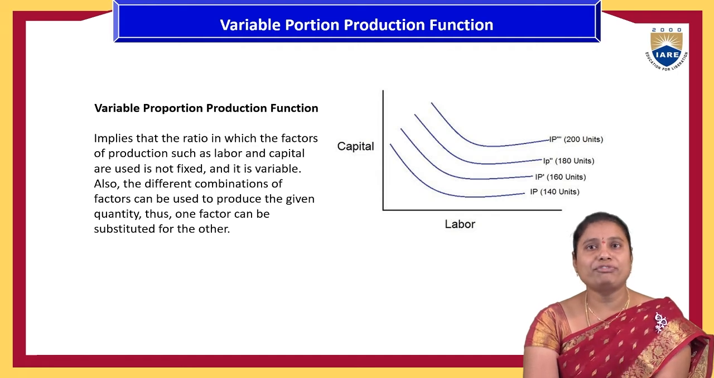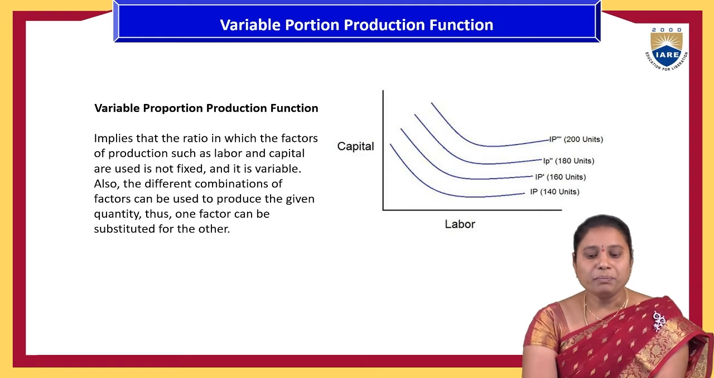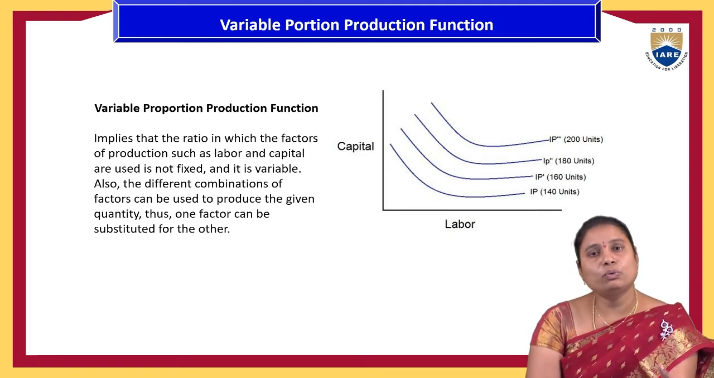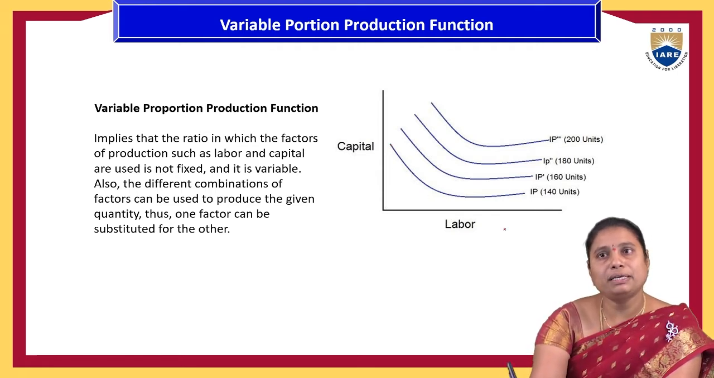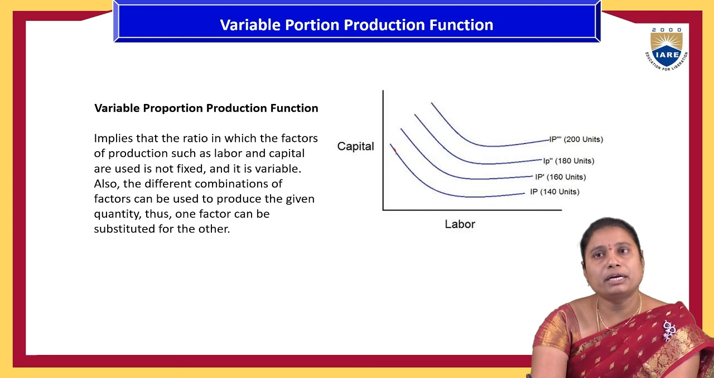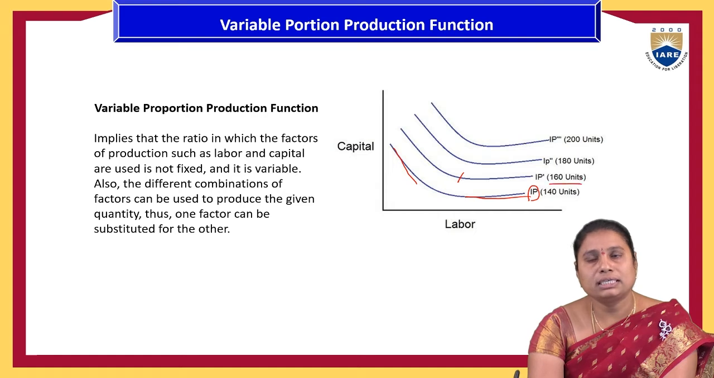So here the combination of factors can be used to produce the given output. That's why these factors can be substituted for one another, and in a linear way we can't see a standard number of outputs, and there's always a combination of capital plus labor. So capital might be reduced and the number of labor increases up to this level for one kind of output, and if capital is reduced to here and replaced with labor, it gives 160 units.